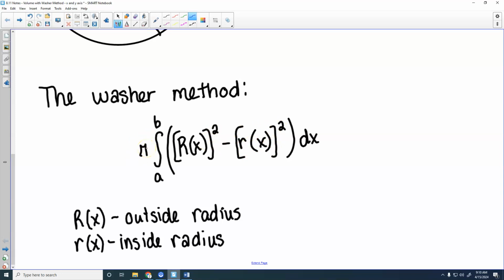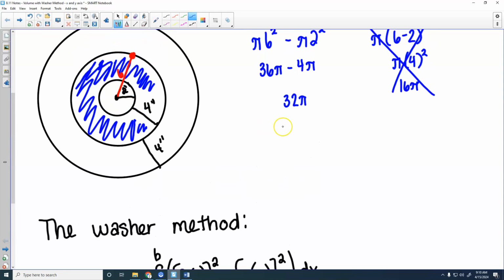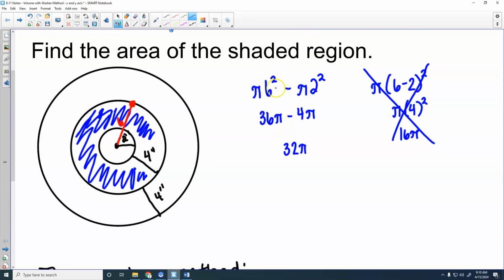It is also possible to make those pi capital R squared minus lowercase r squared, because it would be okay here. Like I could do pi times 6 squared minus 2 squared. That would give me the same answer, right? I could factor the pi out, but I can't put those two right there together.